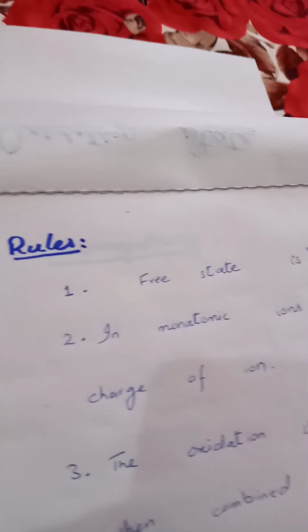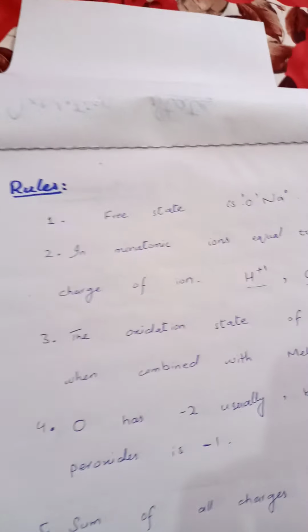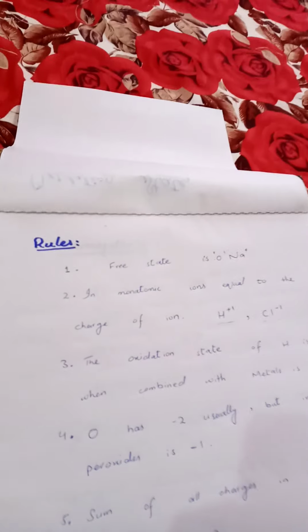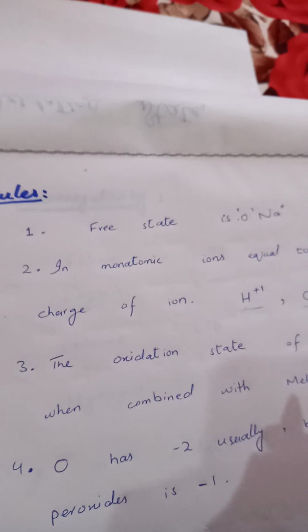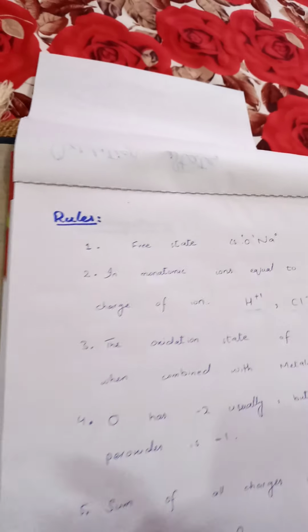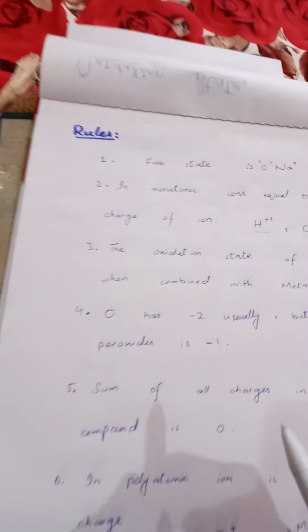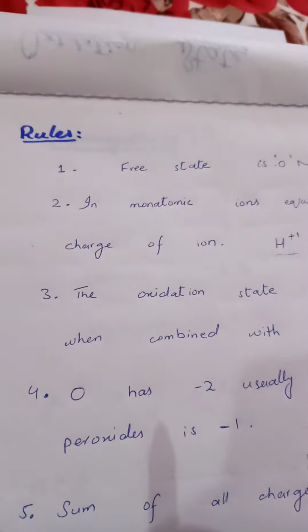Rule number 3 is the oxidation state of hydrogen. We have two oxidation states of hydrogen: +1 and also -1. +1 is when hydrogen reacts with non-metals, and -1 is when hydrogen reacts with metals. The fourth rule is for oxygen. Oxygen usually has a -2 oxidation state in most compounds, but in peroxides it has -1.